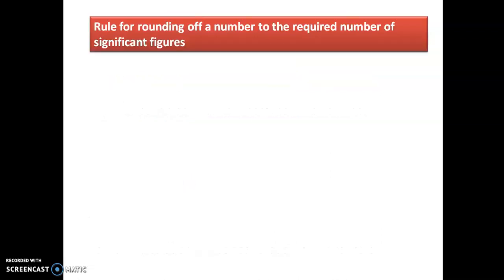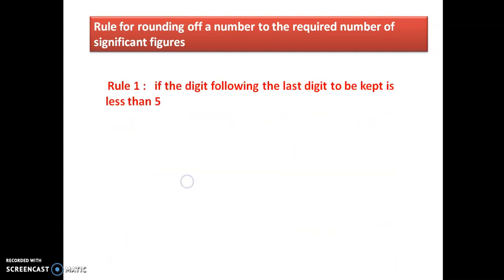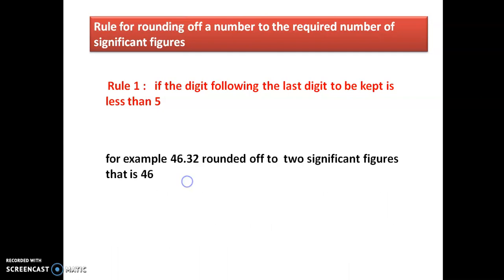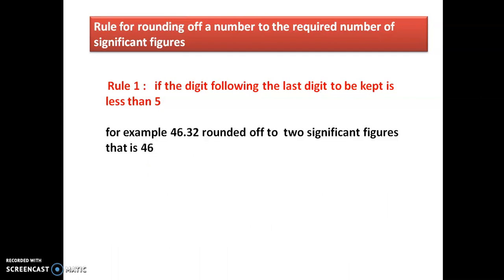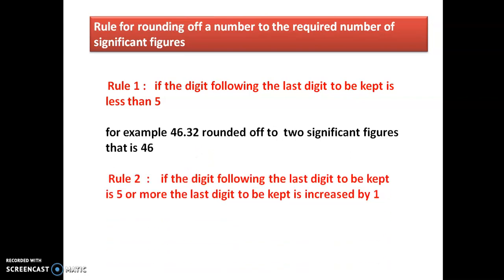Now we see the rules for rounding off a number to the required number of significant figures. Rule number 1, if the digit following the last digit to be kept is less than 5, for example 46.32 rounded off to 2 significant figures, that is 46. Rule number 2, if the digit following the last digit to be kept is 5 or more, the last digit to be kept is increased by 1. For example, 52.87 becomes 52.9, and then we have 3 significant figures.